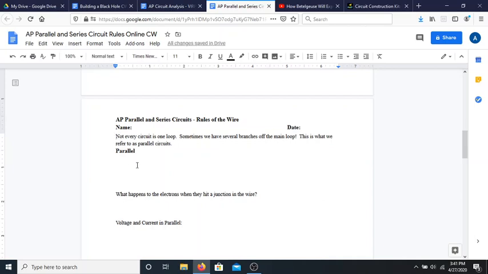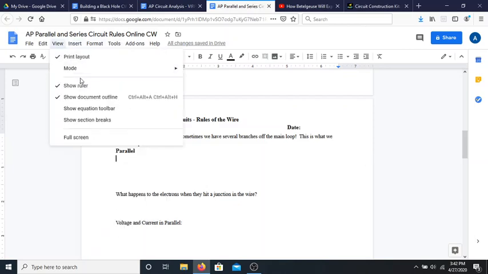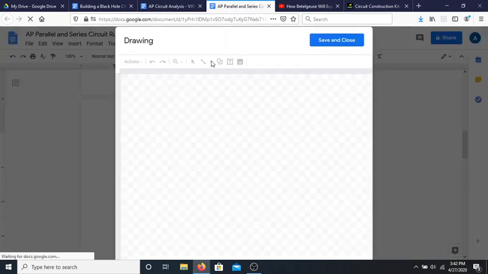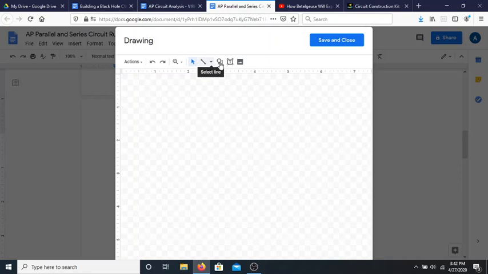Now, parallel circuits are slightly different than series circuits. And what I mean by that is that a parallel circuit does not just have one loop. Instead, it has multiple paths. And the way we can draw that is it looks like this. So for a parallel circuit, we're going to draw our own little thing. So I'm just going to go to insert, and insert a little drawing. And what a parallel circuit would look like would be the following.